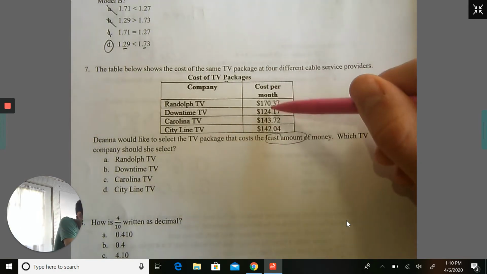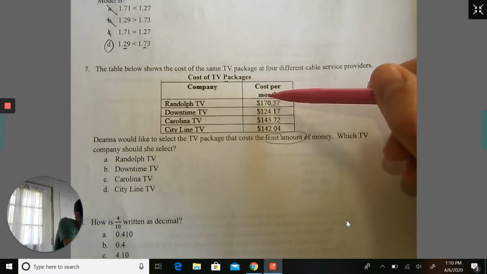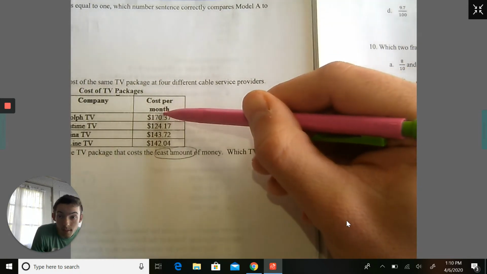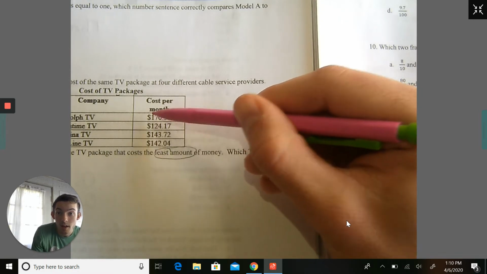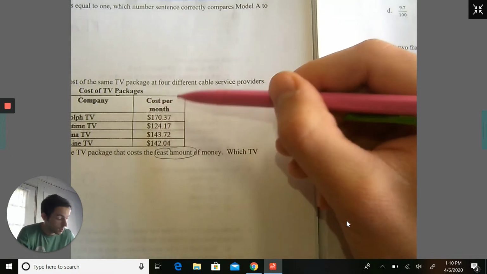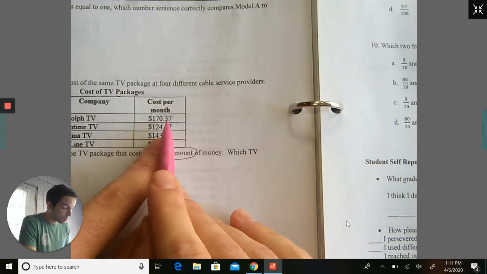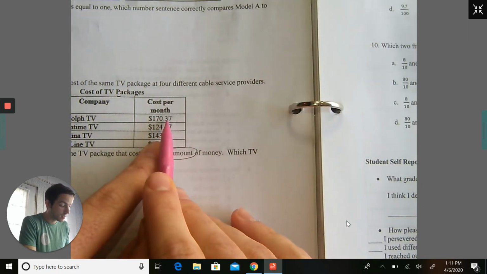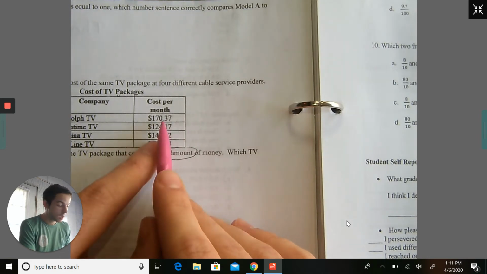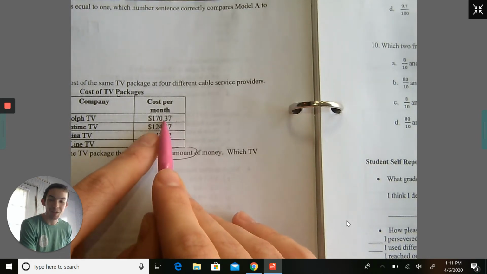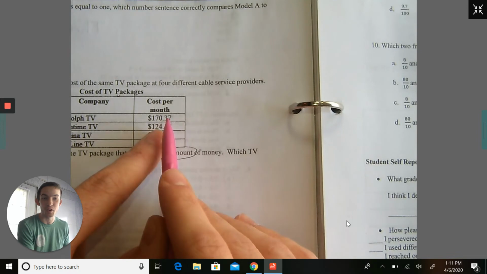Luckily, these are already lined up for you. If this is our decimal place, we know that this is our ones, tenths, and hundredths. To the right of that decimal, we have our tenths. Oh my gosh, our ones, tens, and hundreds. To the right of the decimal, we have our tenths and hundredths.